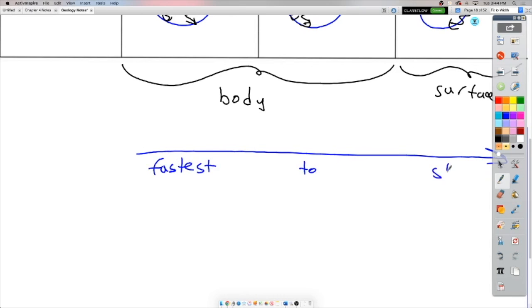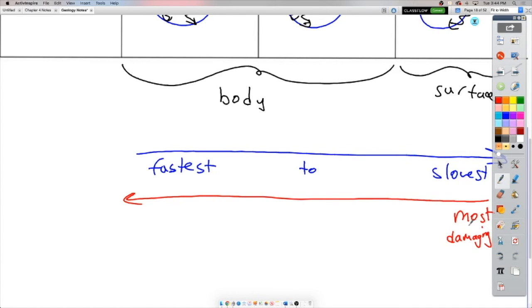to slowest, but we do the opposite when it comes to damage. These are the most damaging. Surface waves are by far the most damaging, to P waves are the least damaging. So in general, surface waves are much more damaging than body waves, but also much slower than body waves.